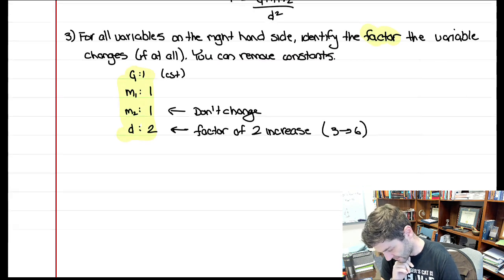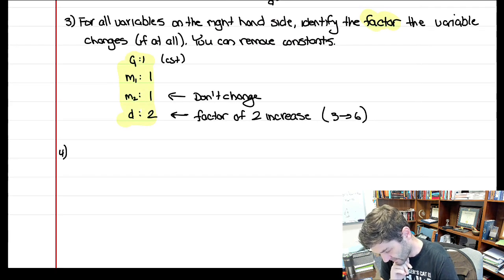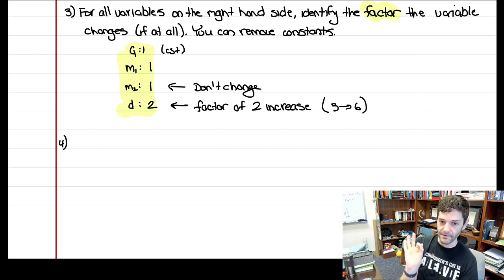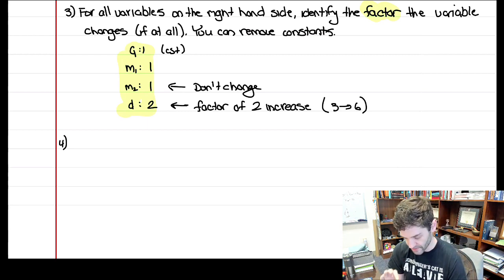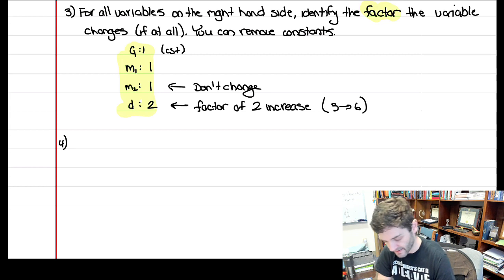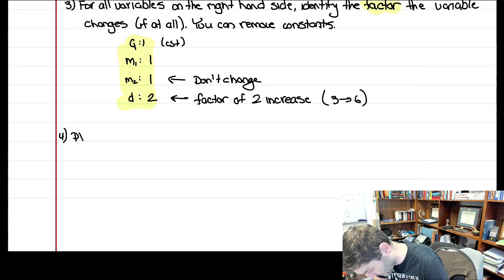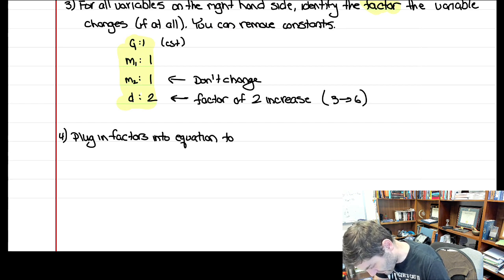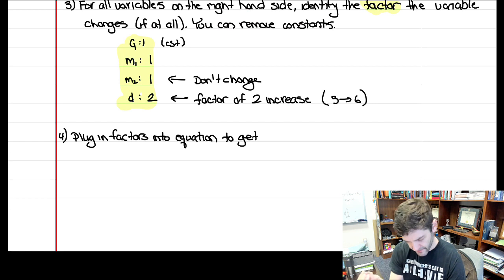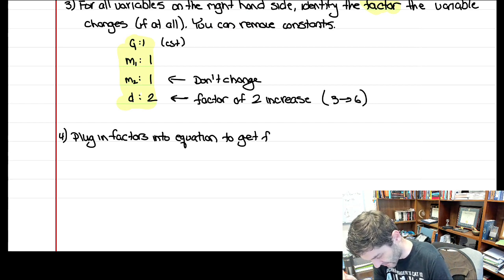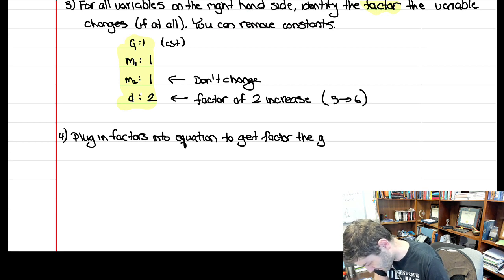And then what's kind of cool about this trick is that if you then want to find the factor by which the gravitational force changes, you just plug in all of these factors into the equation to get not the value of the gravitational force, but the factor the gravitational force changes.